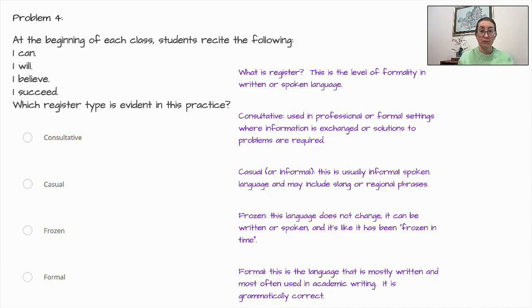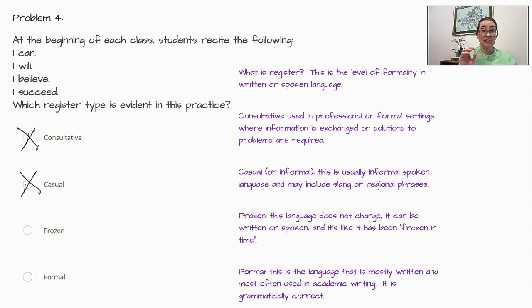Consultative is used in professional or formal settings where information is exchanged and solutions to problems are required. So this is not going to be the correct answer here. Casual or informal is usually spoken language and may include slang or regional phrases, and that's not the case here either.